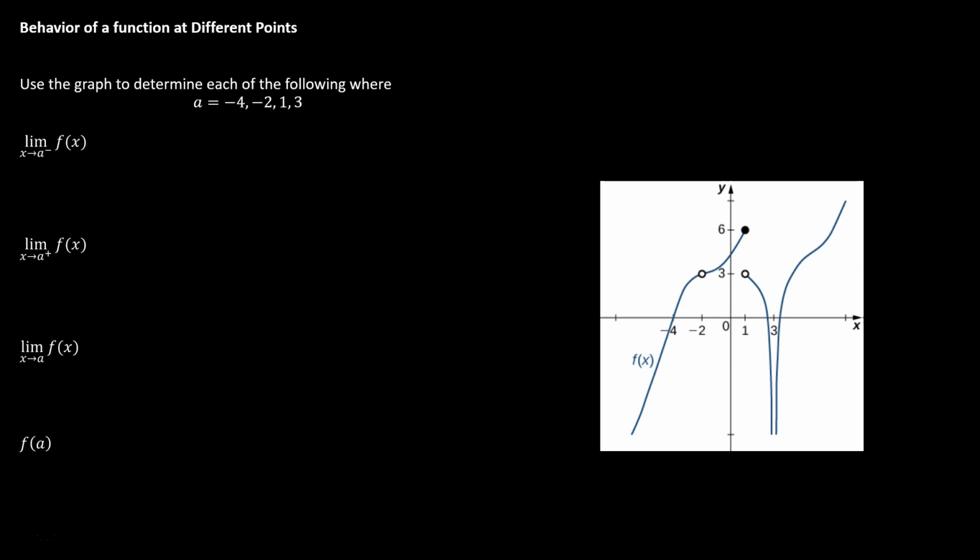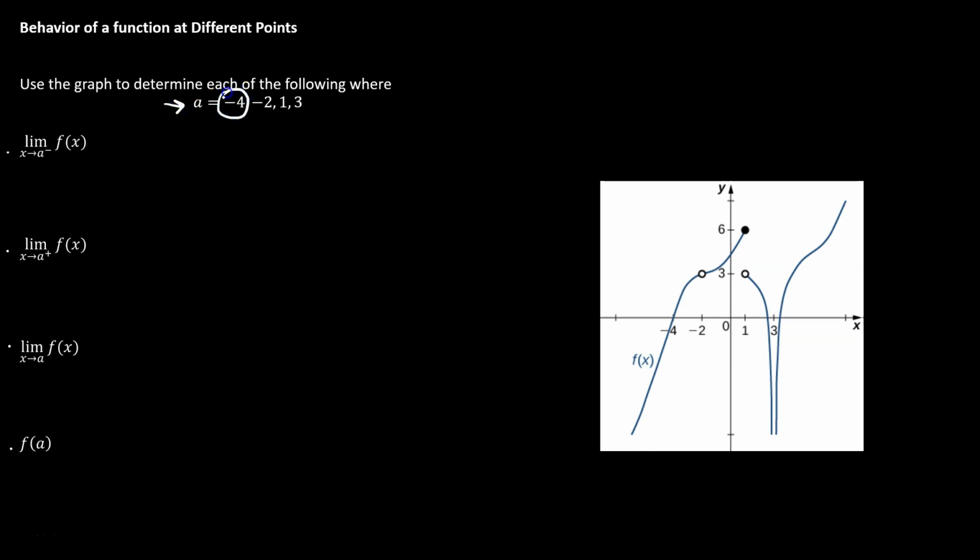But one of my favorite questions in this section is to give you a picture of a graph, a really wild graph, and then to ask you from the graph to tell me what certain limit values are. So here's an example of that. This problem tells us to use the graph to determine each of the following. So we have 1, 2, 3, 4 things to calculate, and we want to do those 4 things for the various a values that are given.